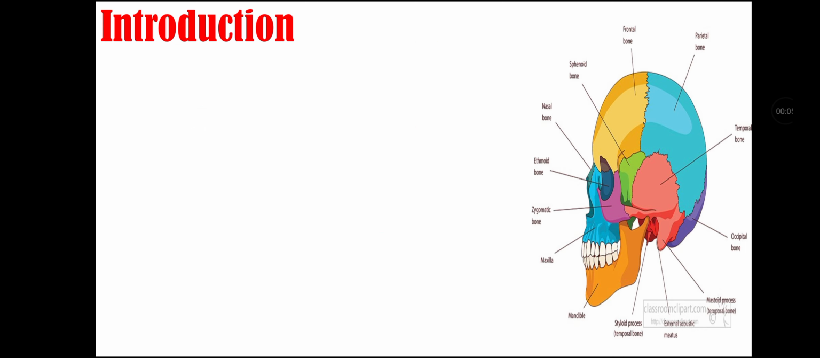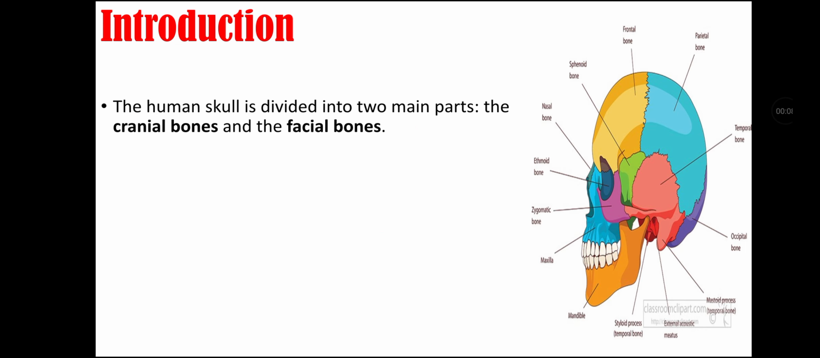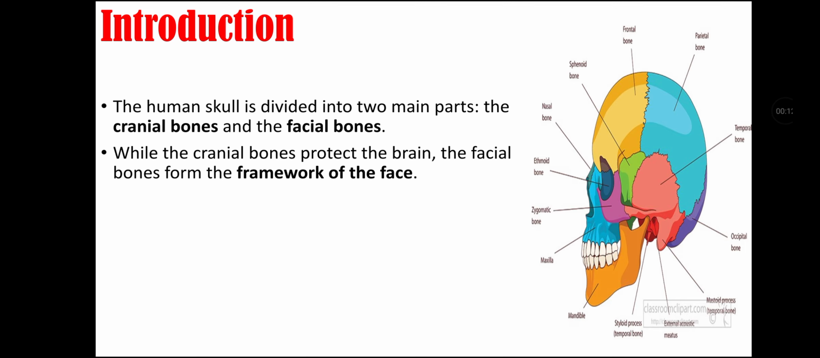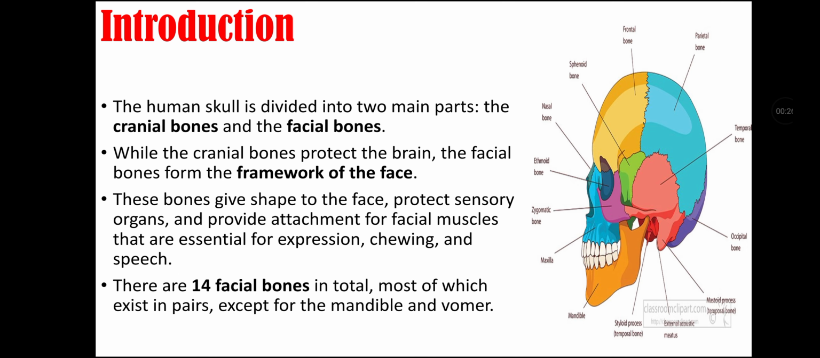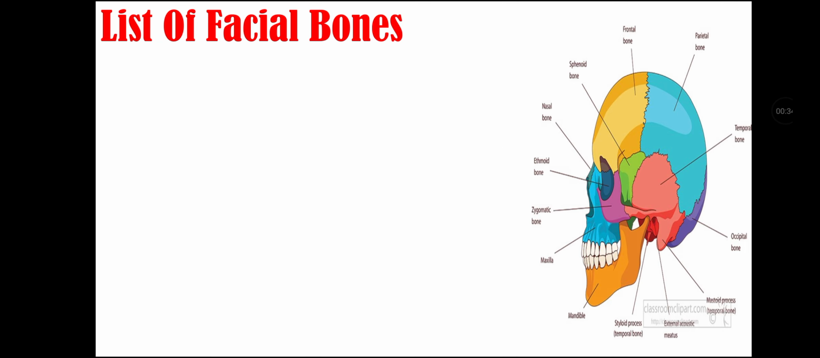So let's start our topic with introduction. The human skull is divided into two main parts, the cranial bones and the facial bones. While the cranial bones protect the brain, facial bones form the framework of the face. These bones give shape to the face, protect sensory organs and provide attachment for facial muscles that are essential for expression, chewing and speech. There are 14 facial bones in total, most of which exist in pairs except for the mandible and vomer.